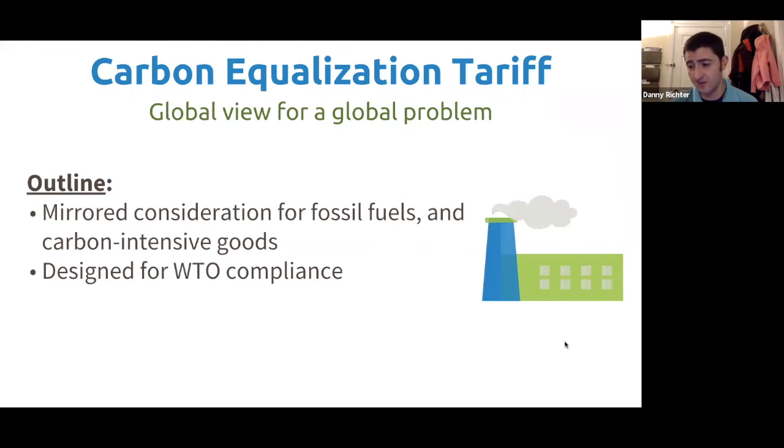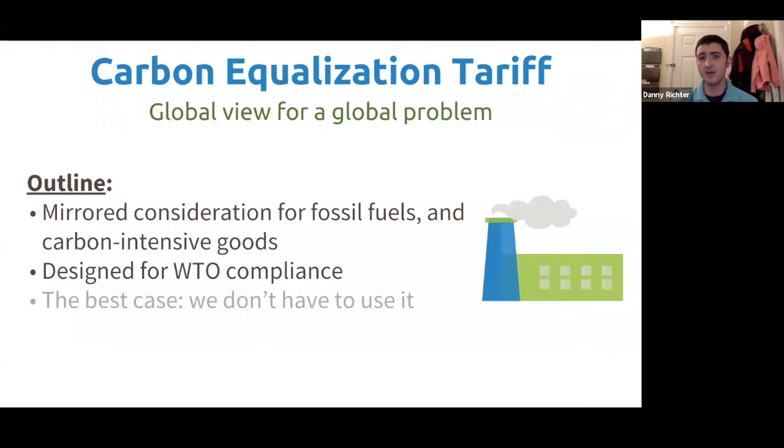So those who studied the CCL laser talk know that we cite Article 20, paragraphs B and G of the GATT, and we basically lifted that language and put it directly in this bill just to allow ourselves, if we don't meet national treatment or most favored nation, we still have this ability to levy a carbon equalization tariff to preserve plant, animal, human life or conserve natural resources. But the best case is we never have to use this.